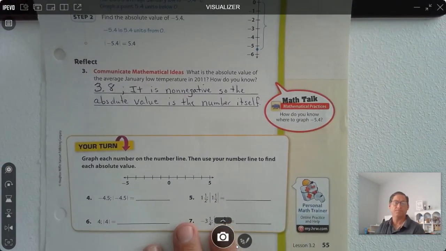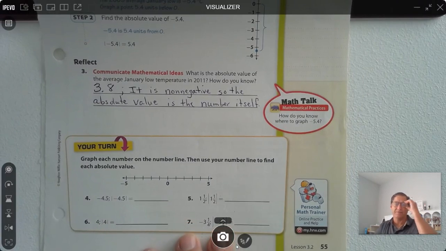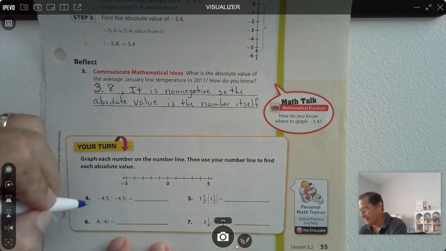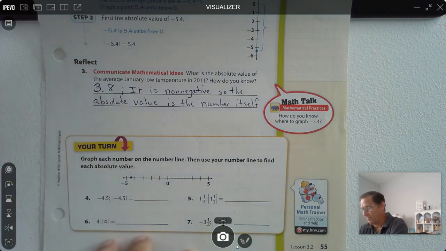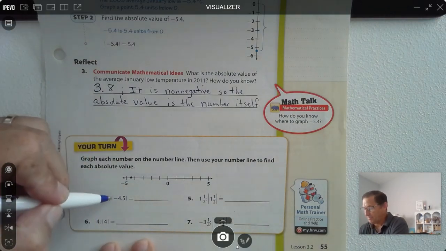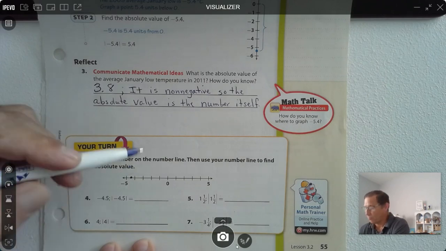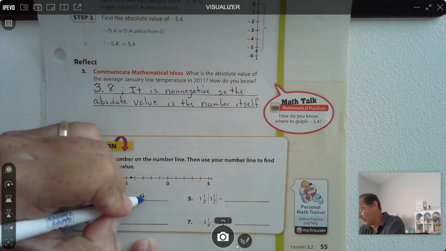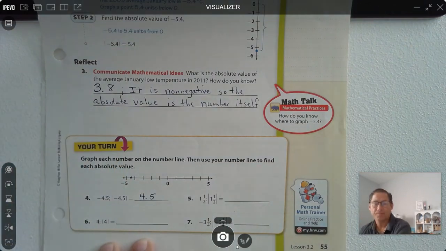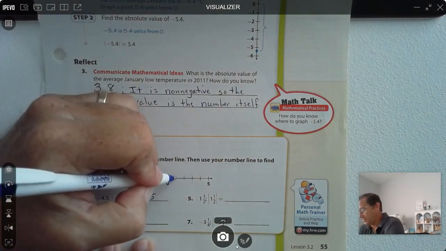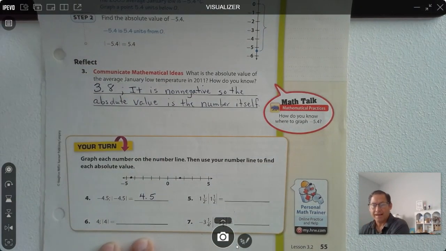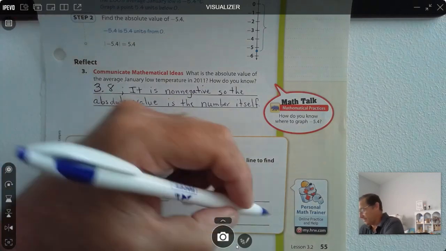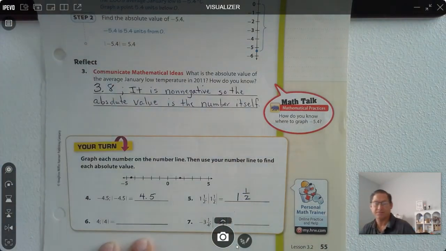All right, so number 4. Graph each number on the number line, then use the number line to find each absolute value. So find negative 4.5. So 1, 2, 3, 4, exactly in between 4 and 5. So the absolute value of negative 4.5, what is its distance from 0? 4.5. 1.5. So 1 and 2, it's exactly in the middle of 1 and 2. And since it's already non-negative, we just write its value, its distance from 0 as 1.5.